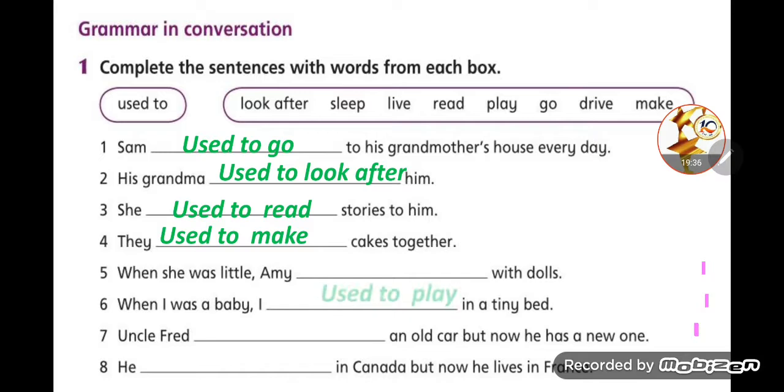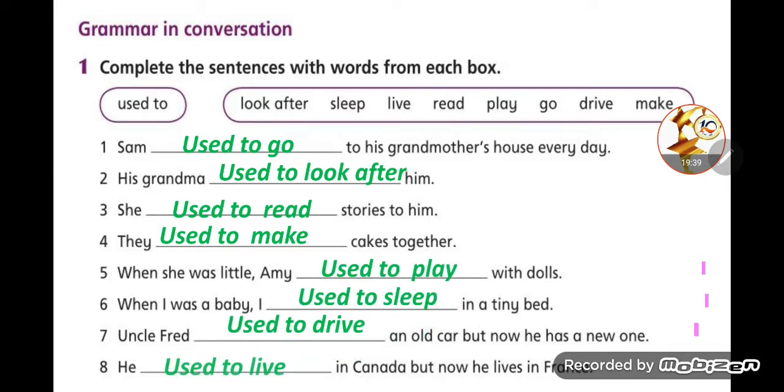Sorry for this, but let's show you the answers again. Number 1: Sam used to go to his grandmother's house every day. Number 2: his grandma used to look after him. Number 3: she used to read stories to him. Number 4: they used to make cakes together. Number 5: when she was little, Amy used to play with dolls. Number 6: when I was a baby, I used to sleep in a tiny bed. Number 7: my Uncle Fred used to drive an old car, but now he has a new one. And number 8: he used to live in Canada, but now he lives in France.